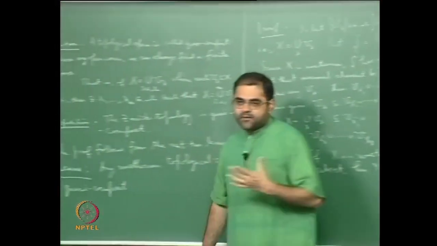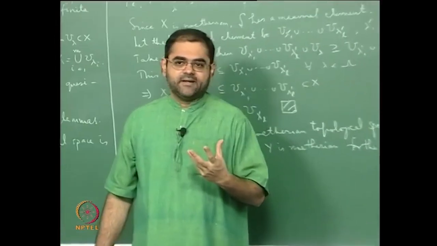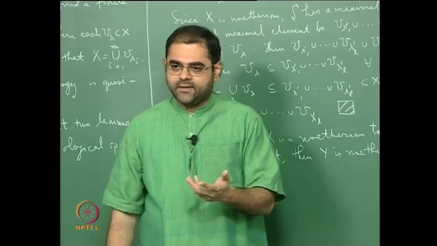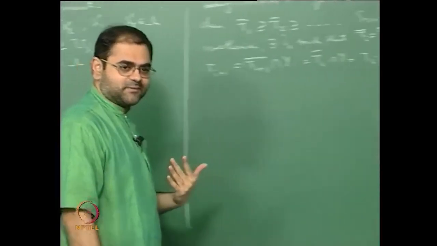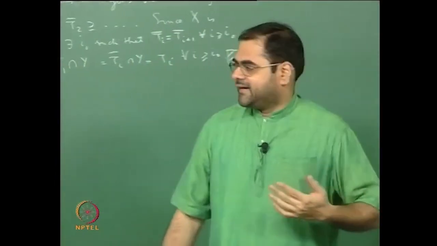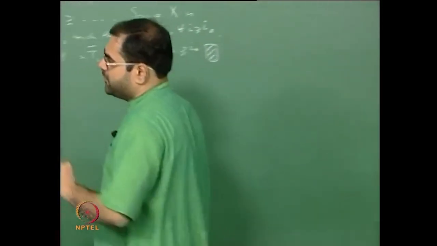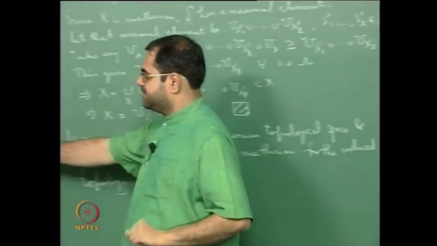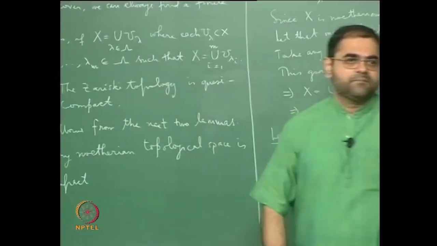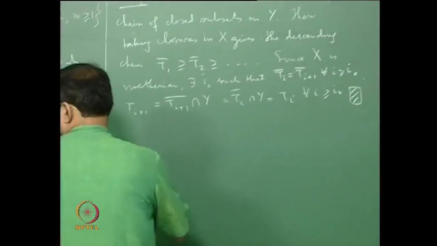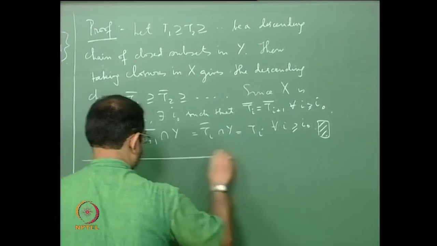So when you say quasi, it means that something is left out. And in this case, something serious is left out. How serious that is, you will understand when we define what is meant by completeness or properness, which is the correct analog of compactness in algebraic geometry. But for the moment, that is the proof of this statement.